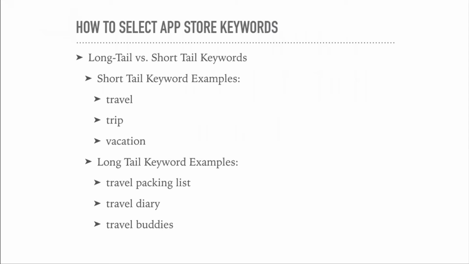For example, if you had a travel app, some generic short tail keywords would be travel, trip, or vacation, right? But if you have a travel app that fills a specific need, for example, a packing list, a diary, or an app to help you find travel buddies, then keywords like travel packing list, travel diary, or travel buddies would be good keywords. So let's go into our dashboard and see how this works.